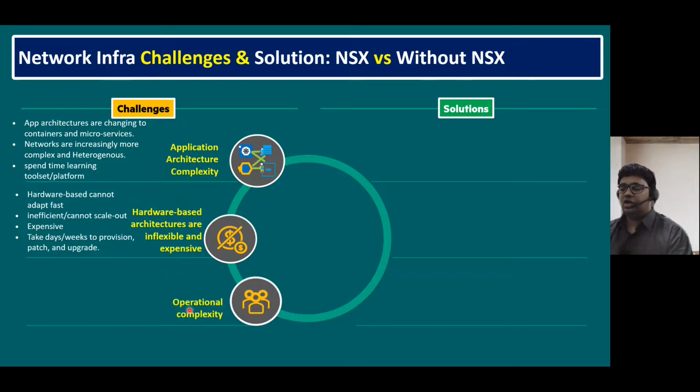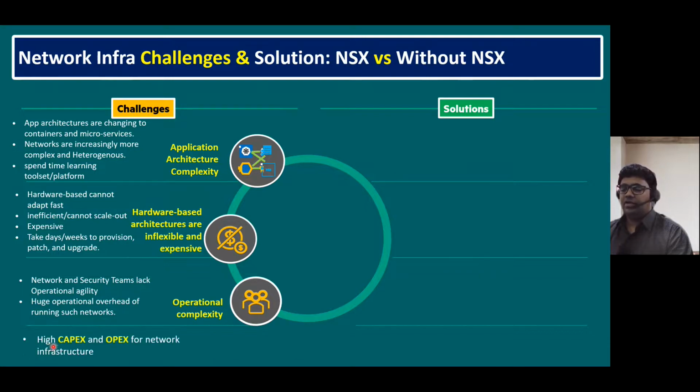Another challenge is operational complexity. For network, we have a separate network team. To maintain security, we have a security operations team. So there is a lack of operational agility and a huge operational overhead of running such networks. Apart from this, we have high capital expenditure and operational expenditure for network infrastructure. These are all the challenges when we do not have NSX.